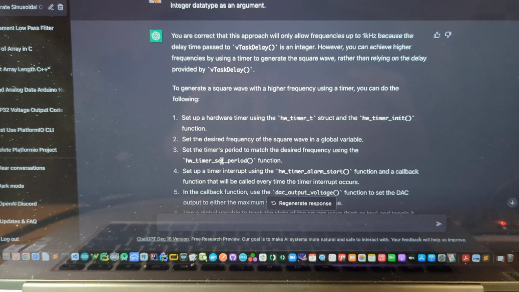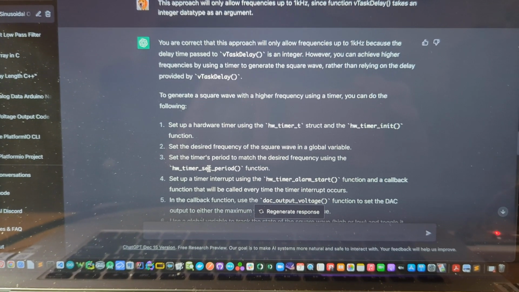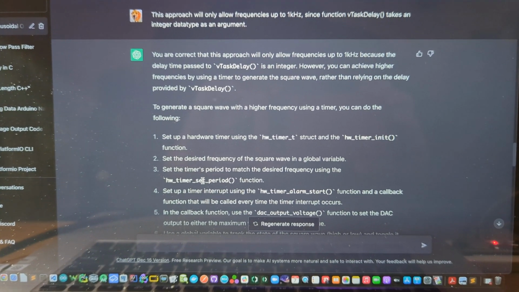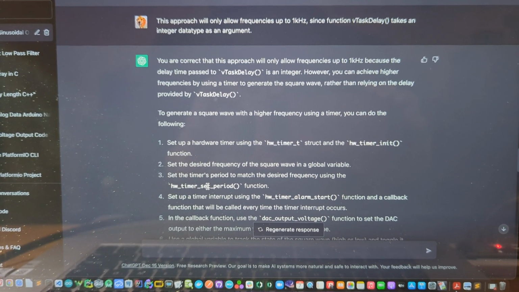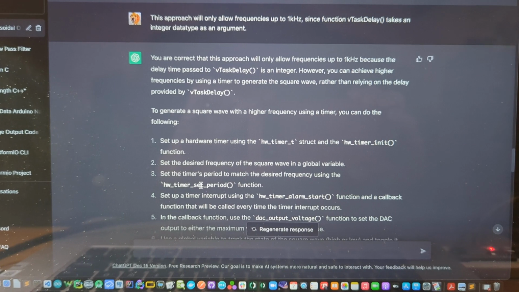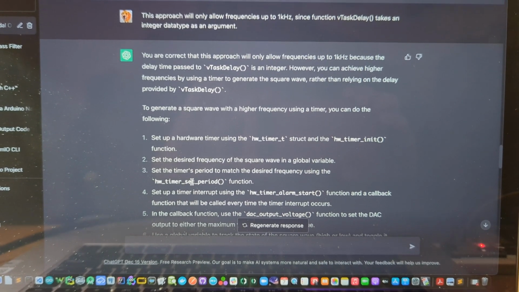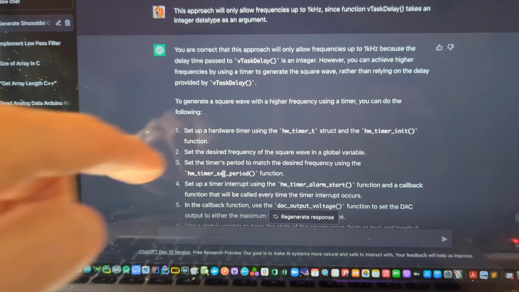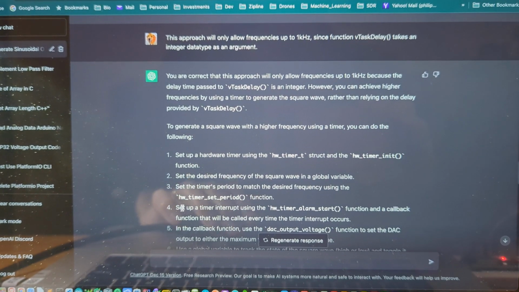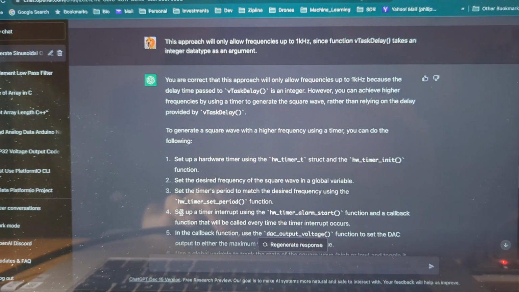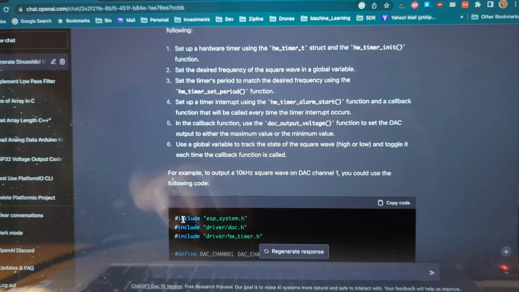So I continued after experimenting with that and said to ChatGPT, this approach will only allow frequencies up to 1 kilohertz, since the function vTaskDelay takes an integer data type as an argument. And it agreed. It said, you're correct. It will only allow frequencies up to 1 kilohertz. Then it said, to generate a square wave with a higher frequency using a timer, you can do the following. And it gives a whole bunch of explanations about how the timer would be used, how you can set the period of the timer, and how you have a callback alarm function, and then you call DAC output voltage.